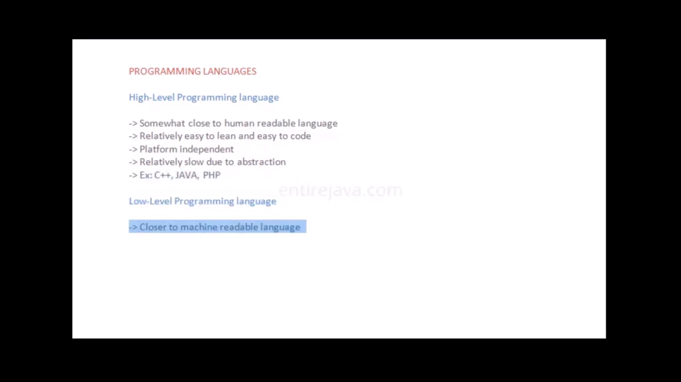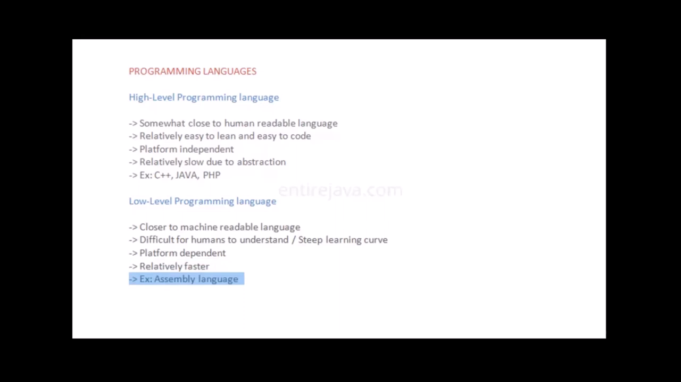Coming to low-level language, these are somewhat closer to machine language, I mean zeros and ones, and hence humans find it difficult to understand and to code. These languages are often dependent on platform, so the developer has to keep in mind on which operating system he is really willing to run his program. So if he writes a piece of code for Windows, there is no guarantee that it runs on Linux. Developers have to amend the code to get it working for all operating systems. And since these languages are close to machine-readable language and miles away from humans, they run faster compared to high-level languages. Assembly language is one good example.